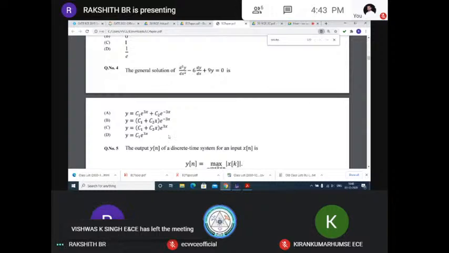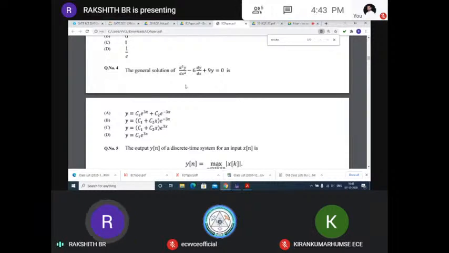Okay. So the idea here is that it is a homogeneous differential equation. So there is no yp, you just need to find yc. So you need to consider the auxiliary equation. What is the auxiliary equation here? Just put it in terms of the D operator. It is simply D square minus 6D plus 9 into y equal to 0. Therefore your auxiliary equation is D square minus 6D plus 9 equal to 0.